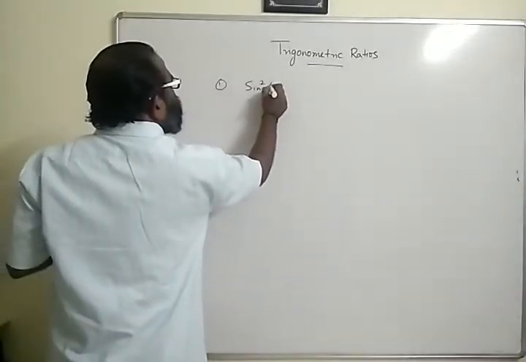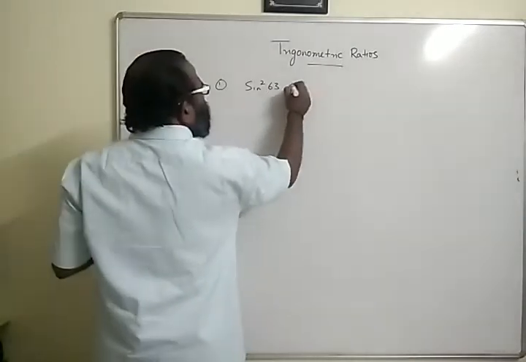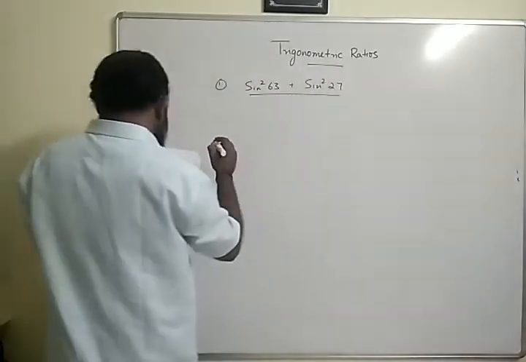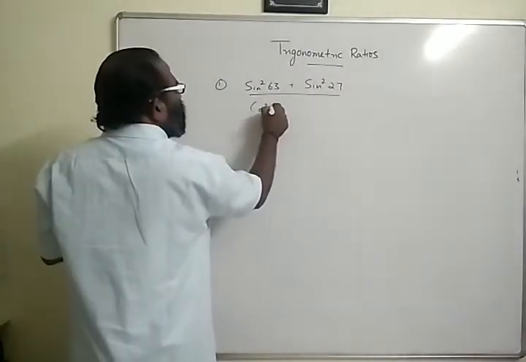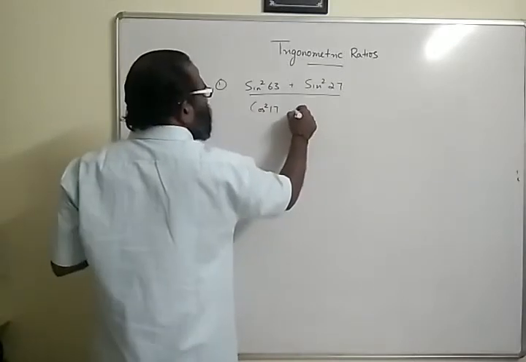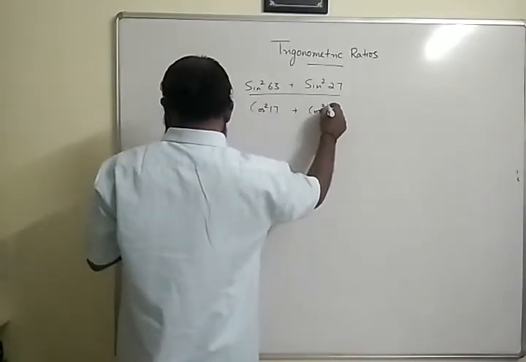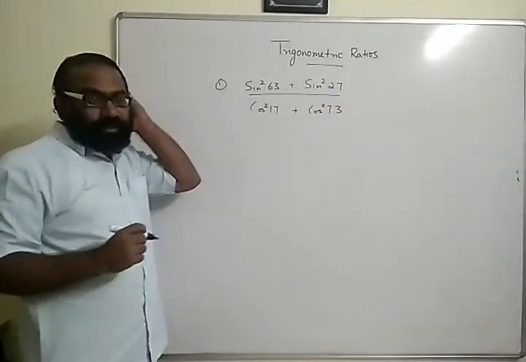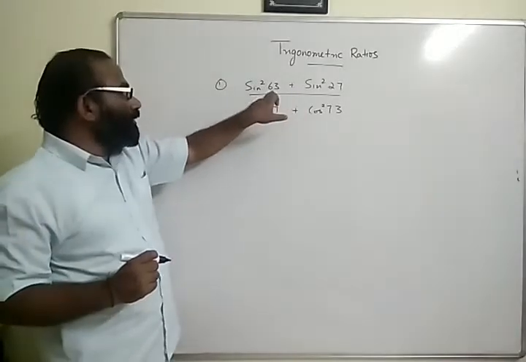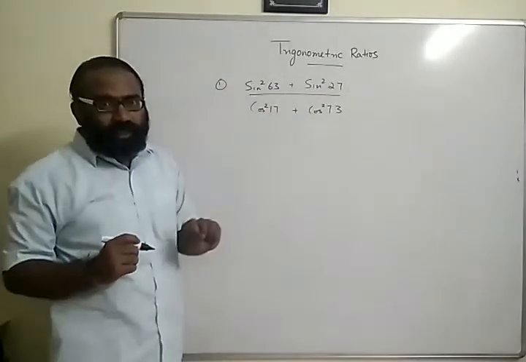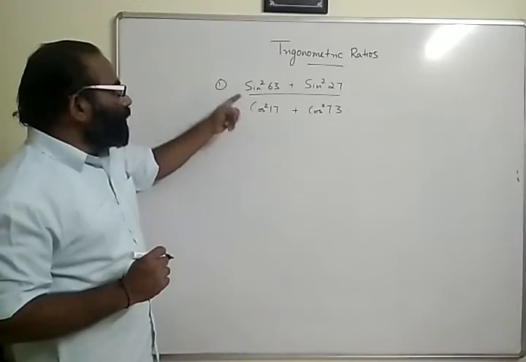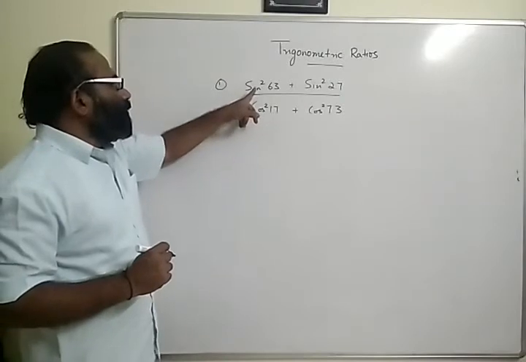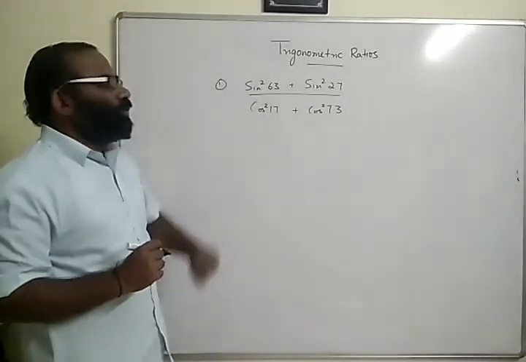Okay, so the first question is, evaluate (sine square 63 plus sine square 27) by (cos square 17 plus cos square 73). So this has squares, and you can see 63 plus 27 is 90. Here also you see 17 plus 73 is 90. So the approach that we can take is sine squared 63.